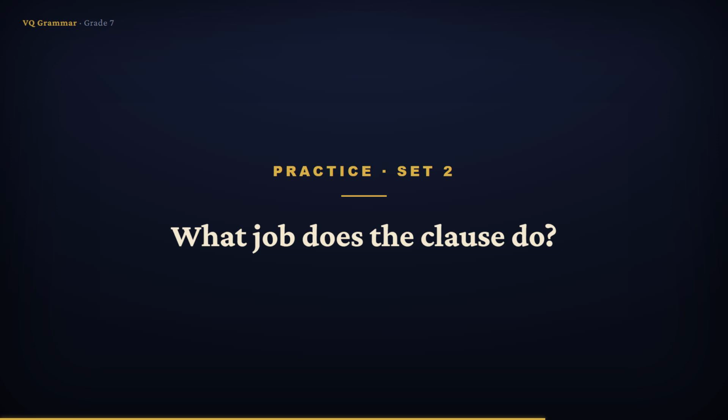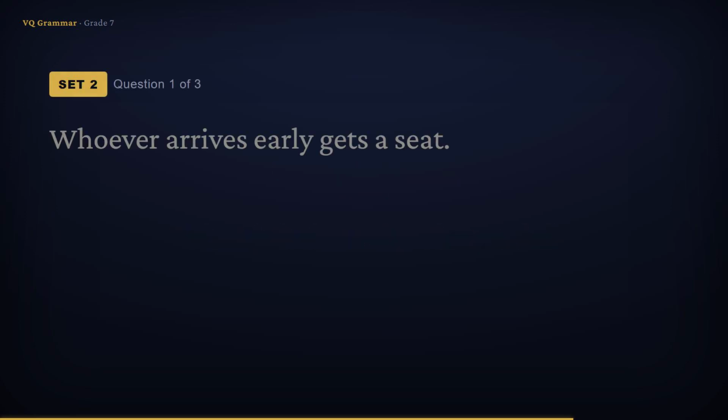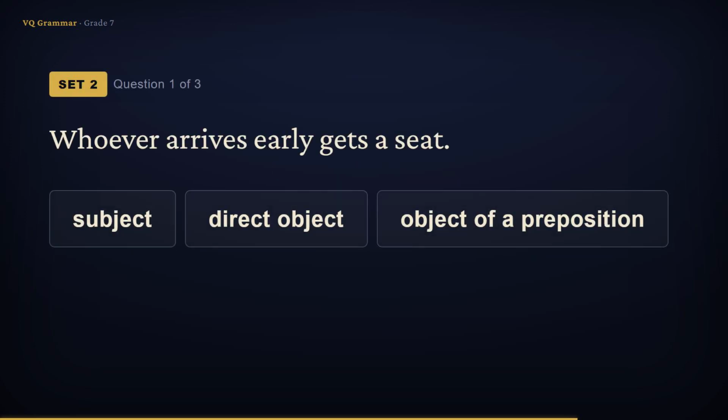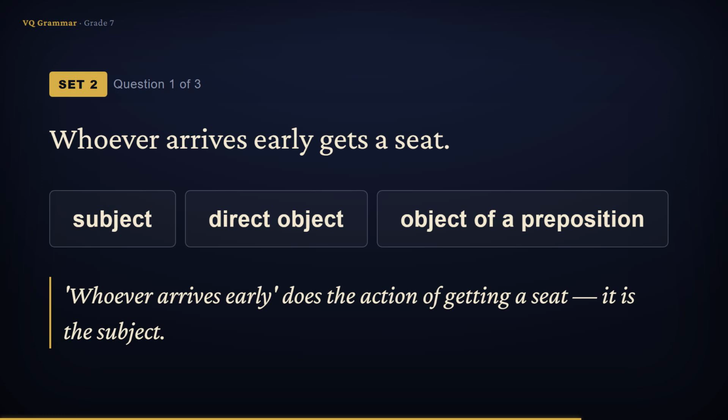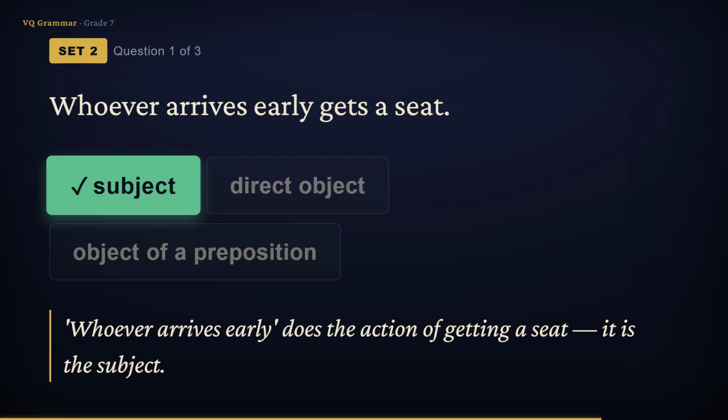In this second set, each sentence has a noun clause, and I want you to name the job it is doing. Is it a subject, a direct object, a predicate noun, or the object of a preposition? Pause and choose before I answer. Whoever arrives early gets a seat. The noun clause is whoever arrives early. What job is it doing? It sits at the front and does the action of getting a seat, so it's the subject. So the answer is subject.